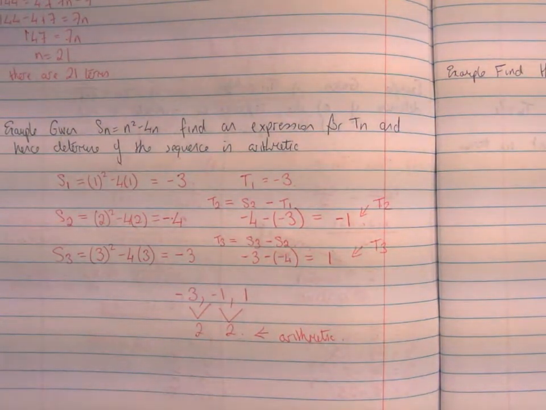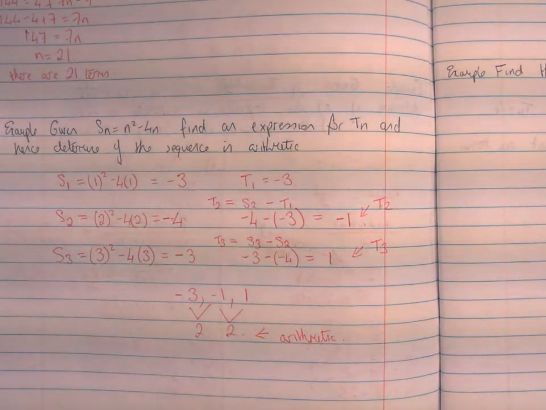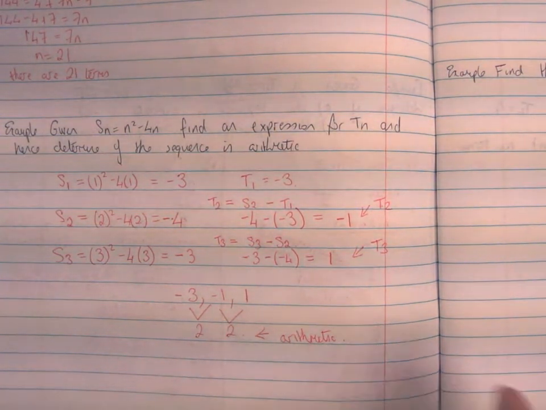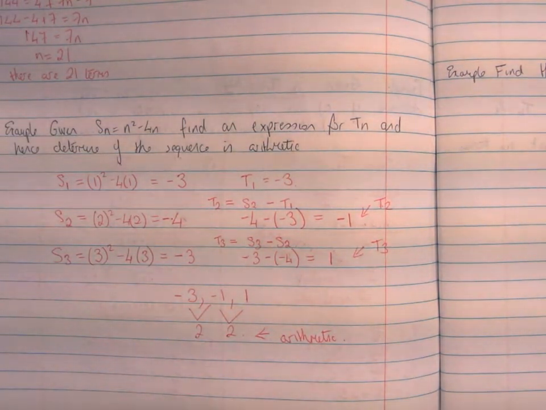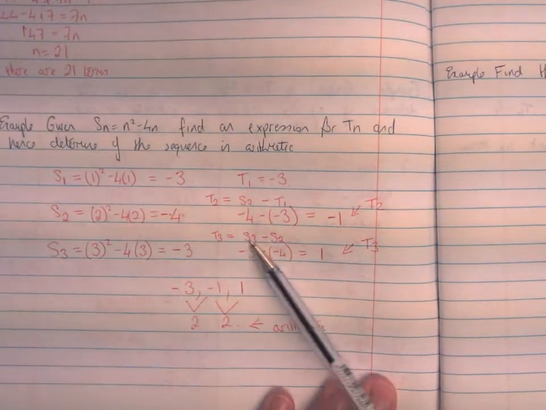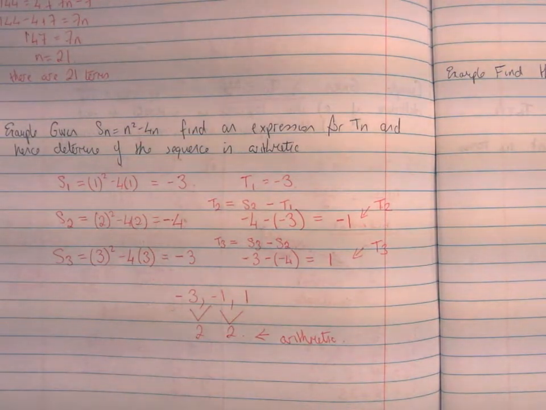Because S2 means the sum of the first two terms. Okay, and S3 means the sum of the first three terms. So S1 is just the first term, but then when I get S2, I need to take away the first term, and when I get S3, I need to take away the first two terms. So when I do S3 minus S2, that leaves me with T3.